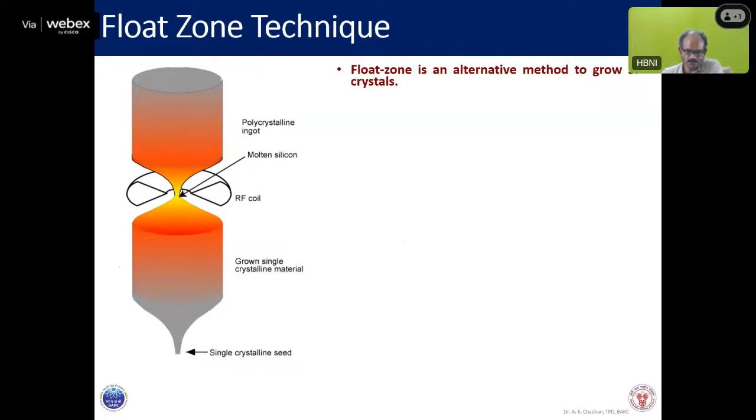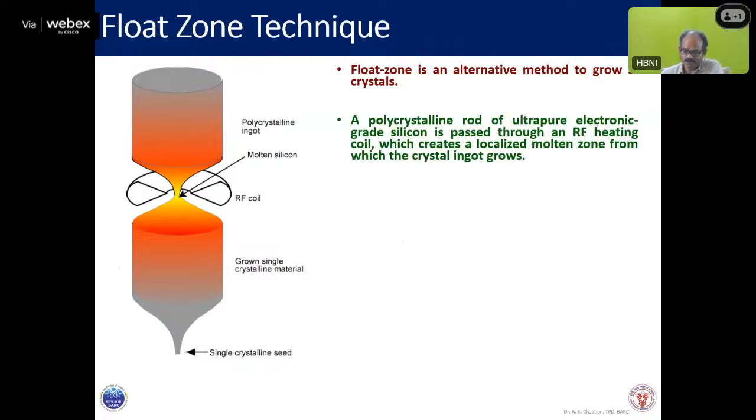Next comes the float zone technique. So this is an alternative method to grow silicon crystals. One method is growing silicon by the Czochralski method. In this method, a polycrystalline rod of ultra pure electronic grade silicon is passed through an RF heating coil. So you have a polycrystalline rod, and you are passing this rod through an RF heating coil, which creates a localized molten zone from which the crystal is grown.